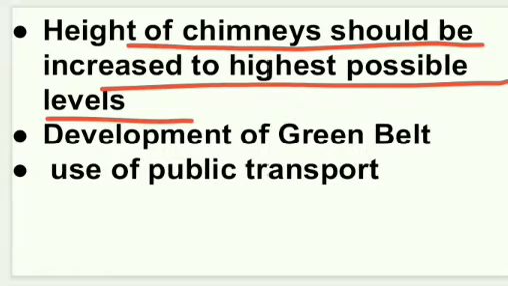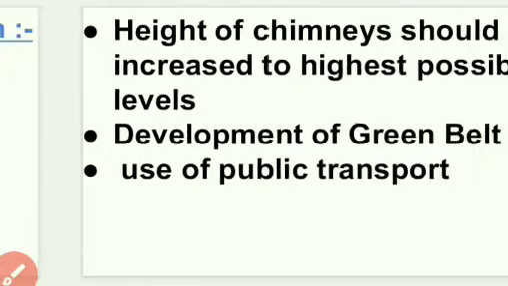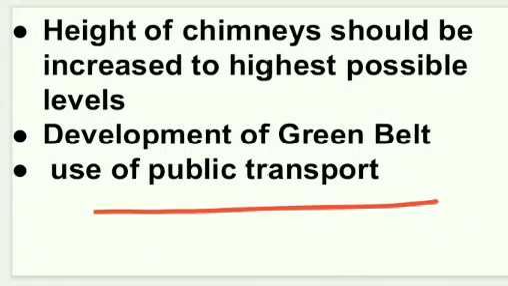One more thing is we should develop green belts in industries. Now this development of green belts by tree plantation is very essential because trees can absorb polluting gases and particulate matter which settles on the leaf surface. So this is how development of green belts can help us to reduce the level of air pollution. One more important thing is we have to use public transport instead of private transport. So use of public transport facilities can also reduce the level of pollution, especially atmospheric pollution in our area. So these are some of the measures by which we can control our air pollution.